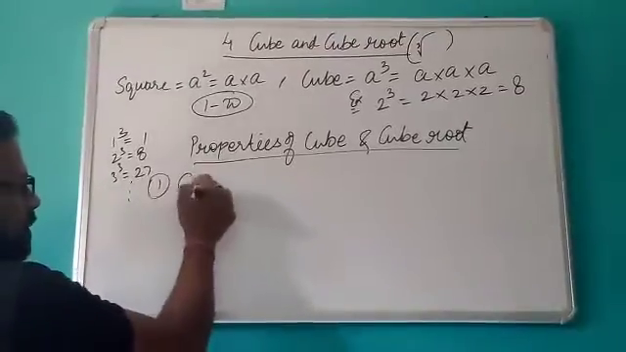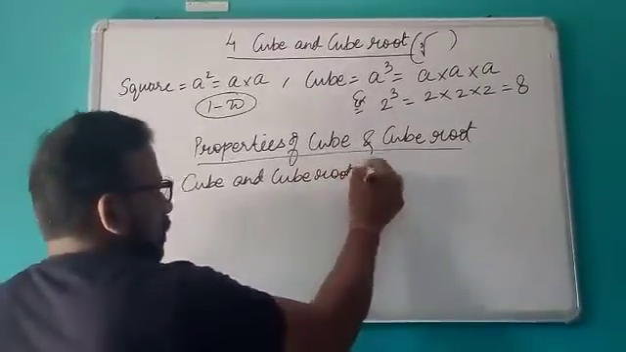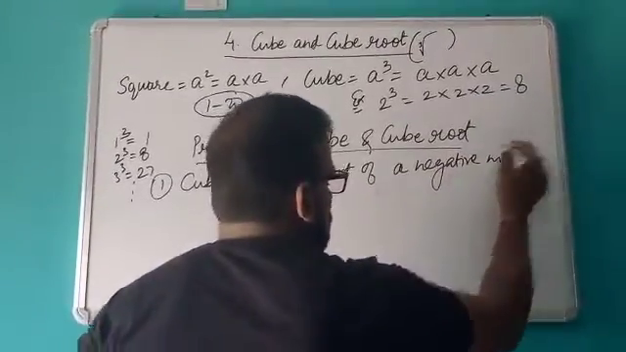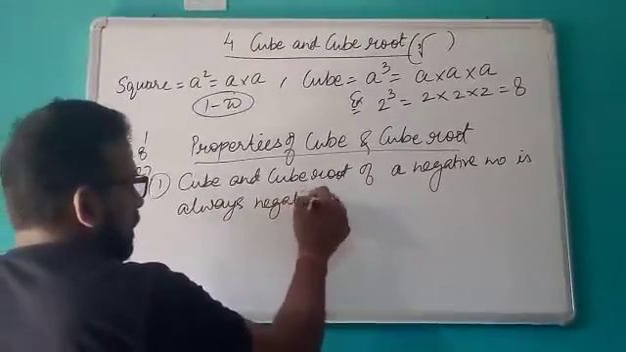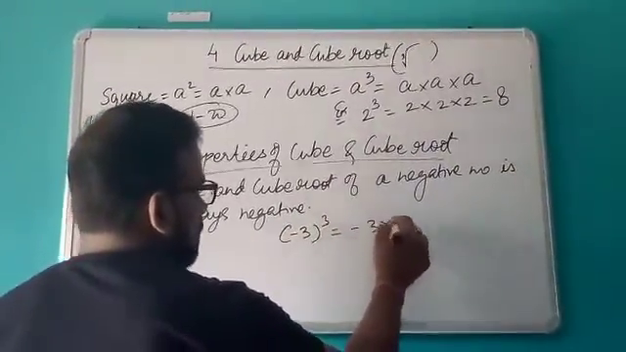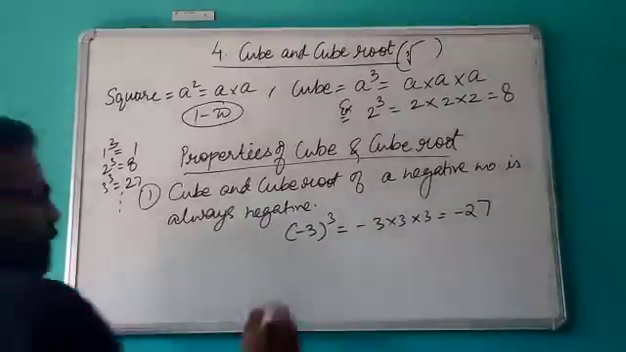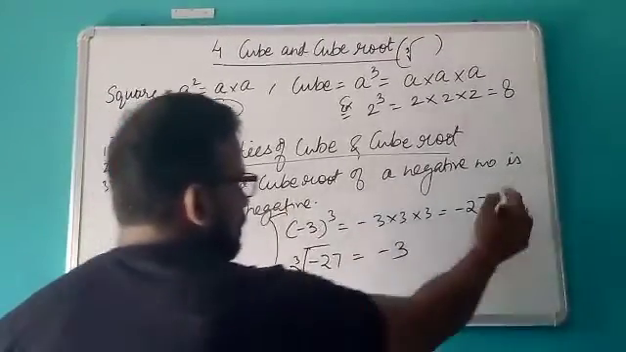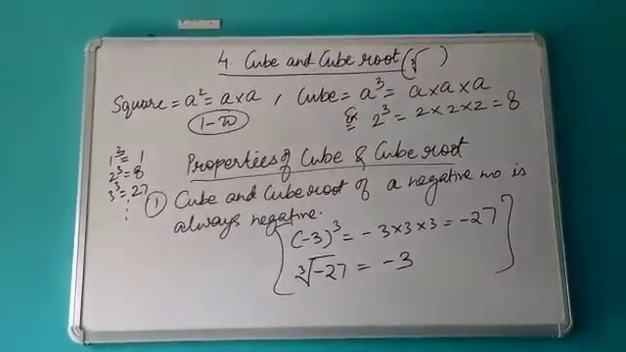First, a very important property: cube and cube root of a negative number is always negative. So whenever you calculate the cube of a negative number, it will always be negative. For example, if I write minus 3 cube, it means minus 3 into 3 into 3, or minus 27. And when you take the cube root of minus 27, it will be minus 3. Both these things you should remember. So cube or cube root of a negative number will always be negative.